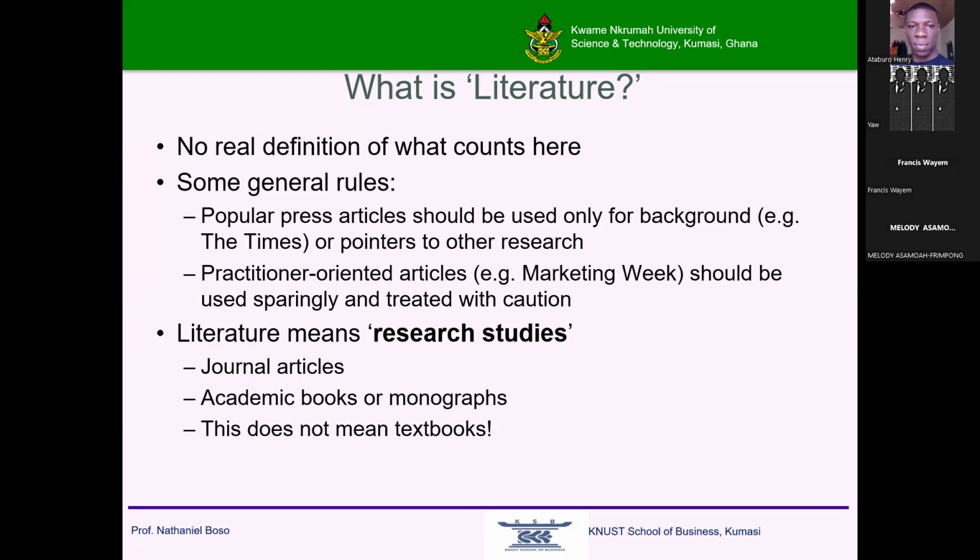So our senior colleague, Dr. Suman, has put some information in the chat page. So do well to look at them with regards to obtaining literature for your research, okay? So read from the chat page also.